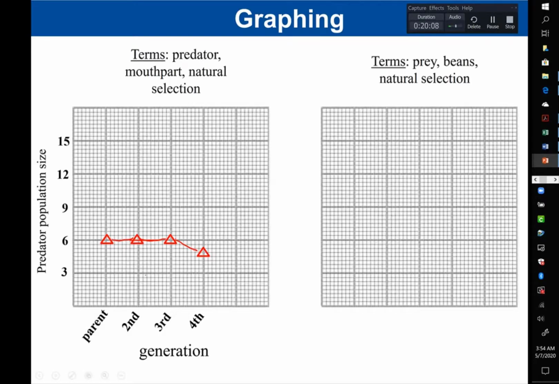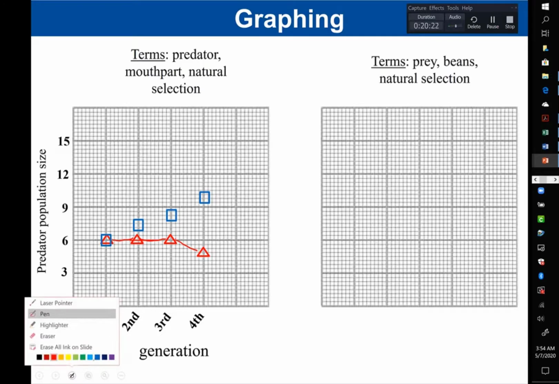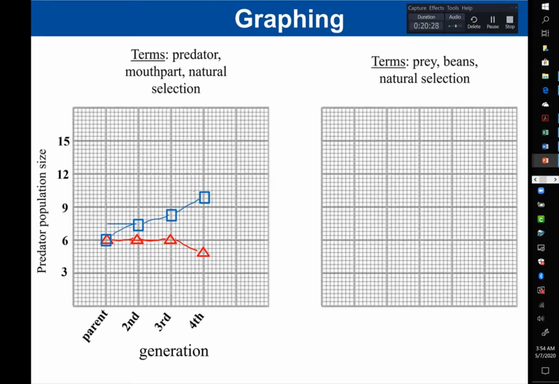And so let's look at the next data point. Let's say we look at the next mouth part. It goes 6, 7, 8, and then 10. So I would then connect my dots. Again, mine are color coded. You would use straight lines and a ruler, okay? But this is the general idea.